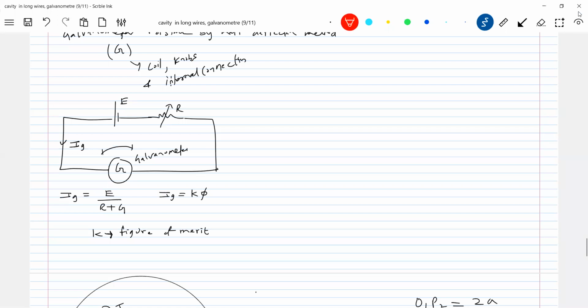The pointer will be here. You can go for full scale or anything like that. So this is the phi.